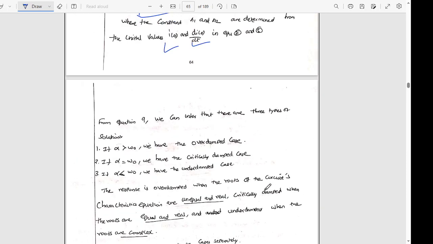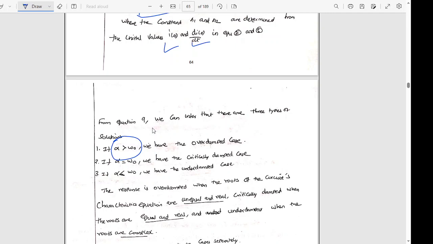There are three cases based on the value of alpha and omega naught. These are the three cases we will be identifying in our RLC circuit. Based on that, the formulas will be decided. For each case there are different formulas, so you need to know the formulas for all three cases. Alpha greater than omega naught is the over damped case. Alpha equal to omega naught we call the critically damped case. Alpha less than omega naught we call the under damped case.